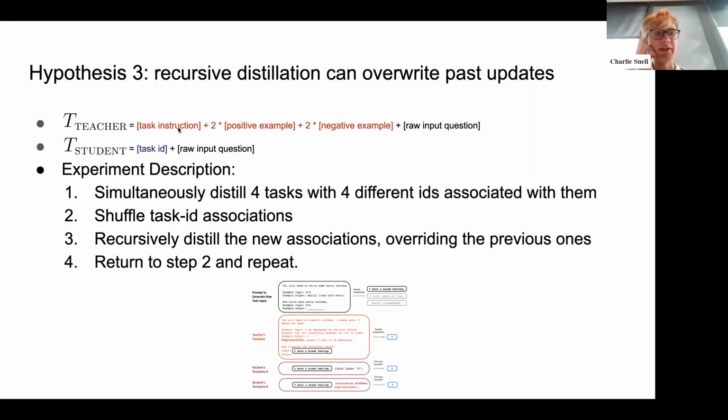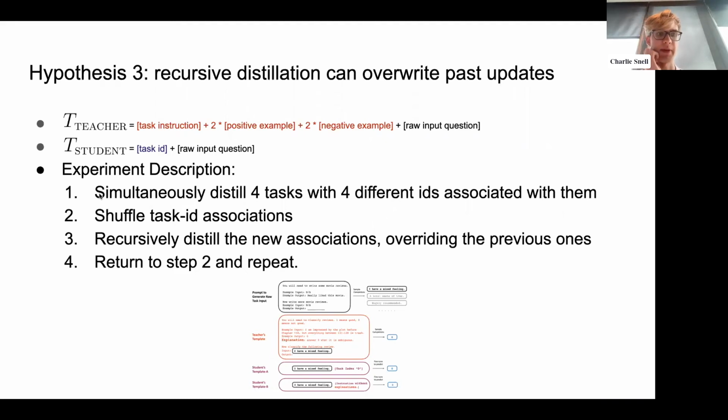The teacher is given a task instruction and then 2 positive and negative in-context examples, followed by the input question. And then the student is just given this task ID. So maybe one of the tasks is classifying movie reviews, and we might associate that with task ID 0. Another task is add these numbers, and that's task ID 1. So when we ask the student to perform task 0 or task 1 on this input, it should be able to perform the correct task.